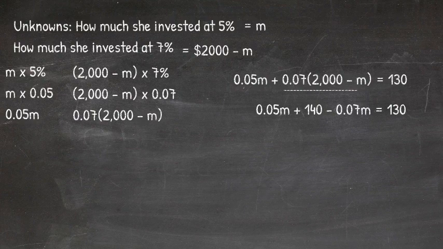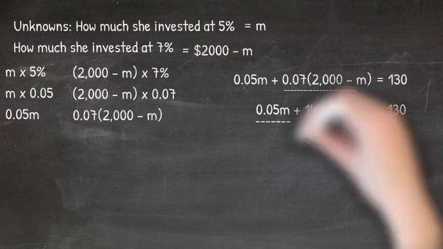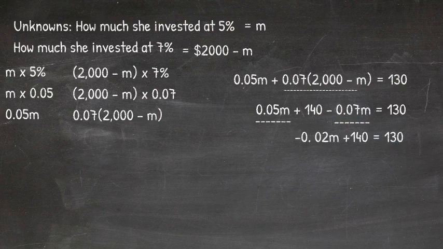Our next step is to collect like terms or bring all the variables or M's together. So we've got 0.05 M and we've got a negative 0.07 M. Don't forget that we need to consider that as a negative. So if we're bringing them together or collecting them together, that's 0.05 M plus a negative 0.07 M, which gives us negative 0.02 M. Then we've still got our 140, and that is all equal to 130. The value hasn't changed. We've just collected the terms to be together.